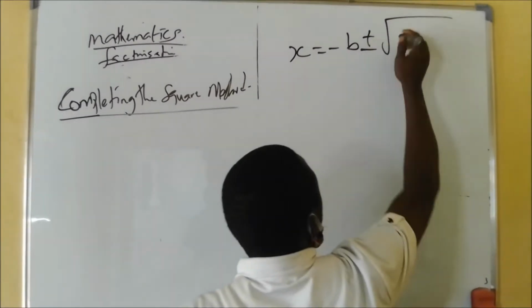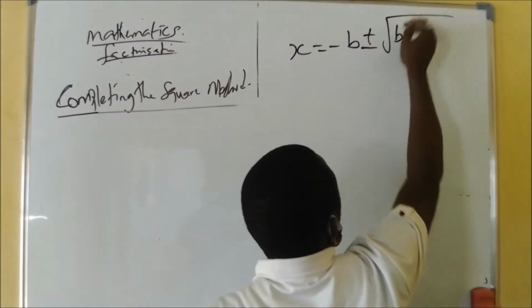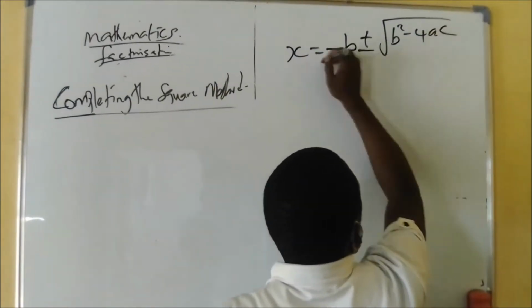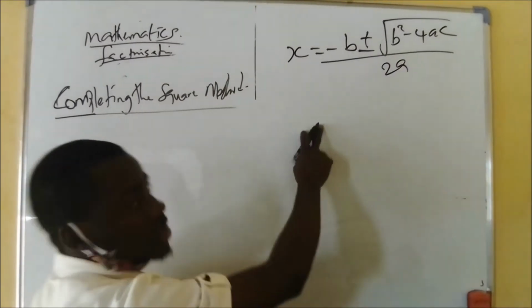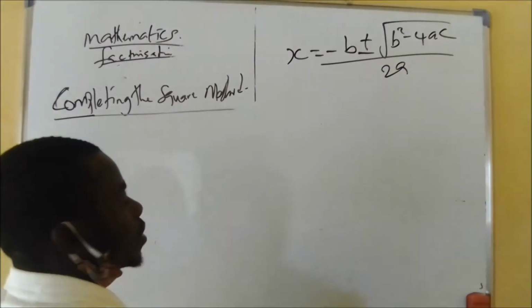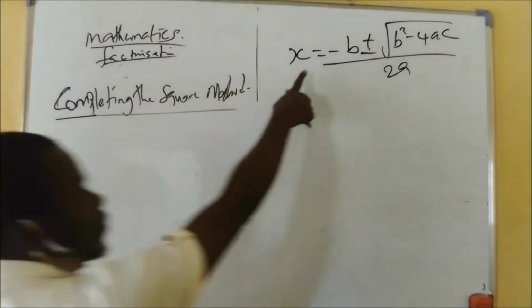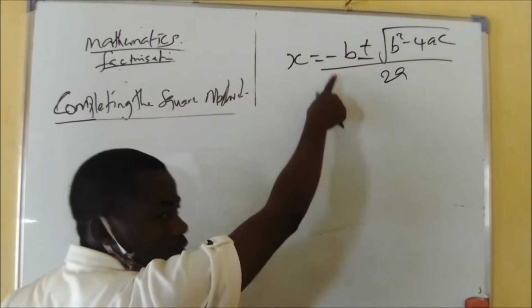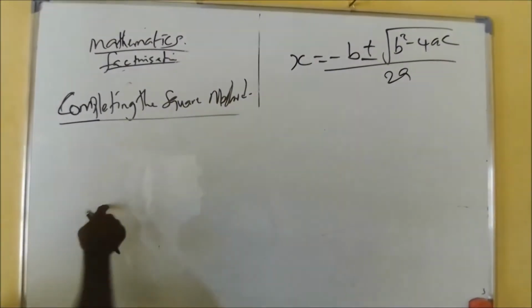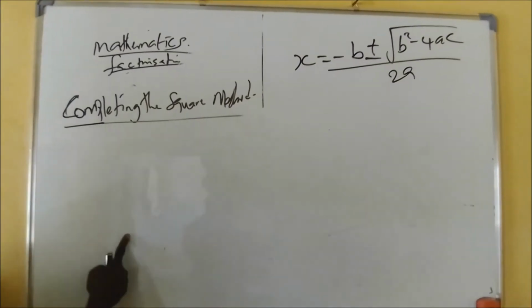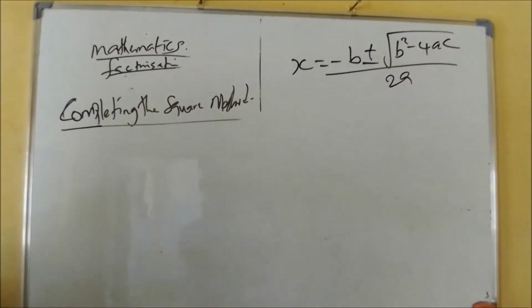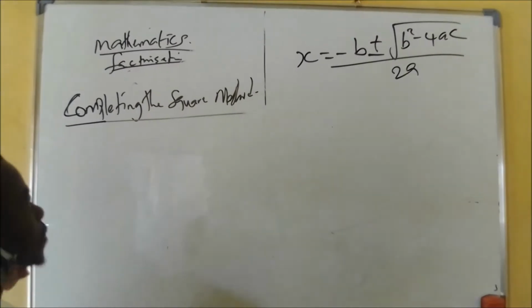The formula method, as you know, is x equals minus b plus or minus the square root of b squared minus 4ac, divided by 2a. This is the general formula for solving quadratic equations, and it was derived from the completing the square method. Now, how do we do that?